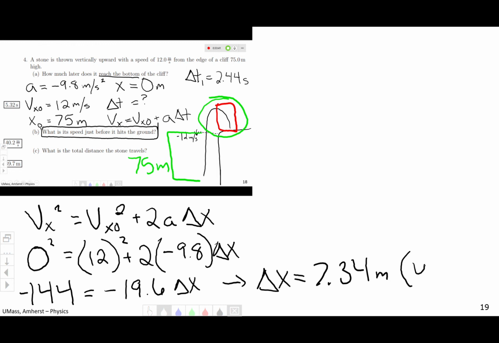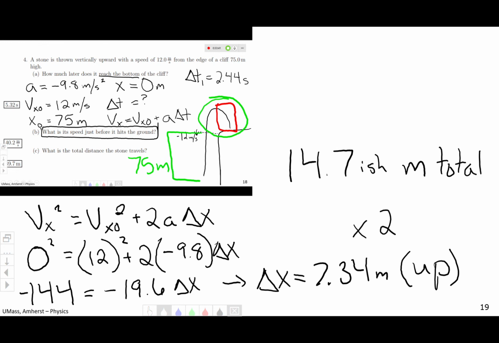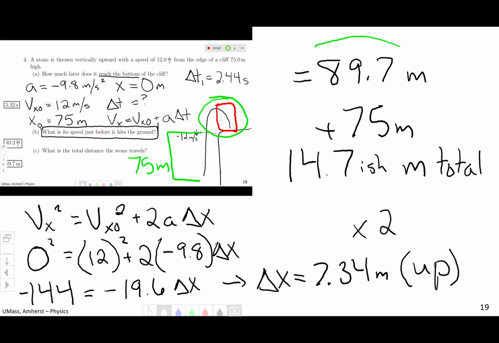7.34 meters for the way up times 2 equals a total of 14.7-ish meters total, plus the 75 meters equals, I'm writing up here, so sorry, an 89 point, call it 7 meters. And there is your total distance traveled. And there's that.